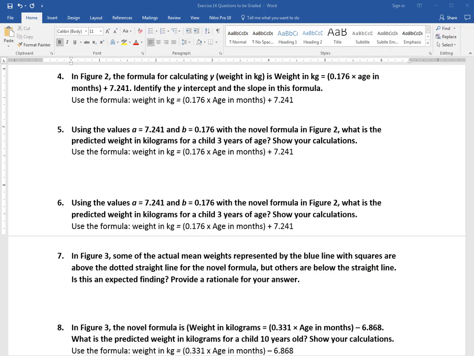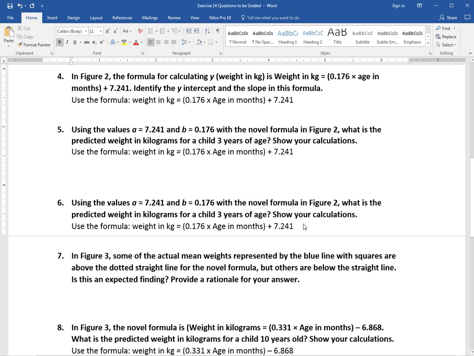Okay, so identify in this formula then which one is the slope and which one is the intercept. Remember, the slope takes into account how steep that line is, and it's going to be multiplied times my x value.